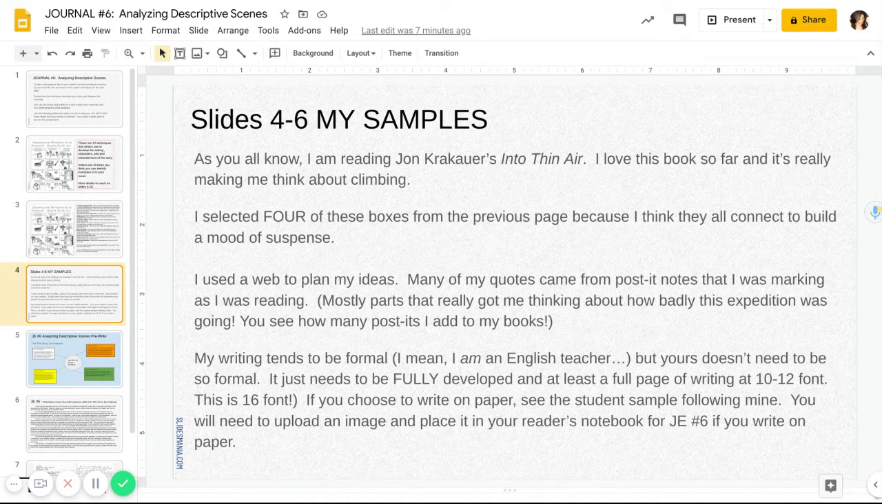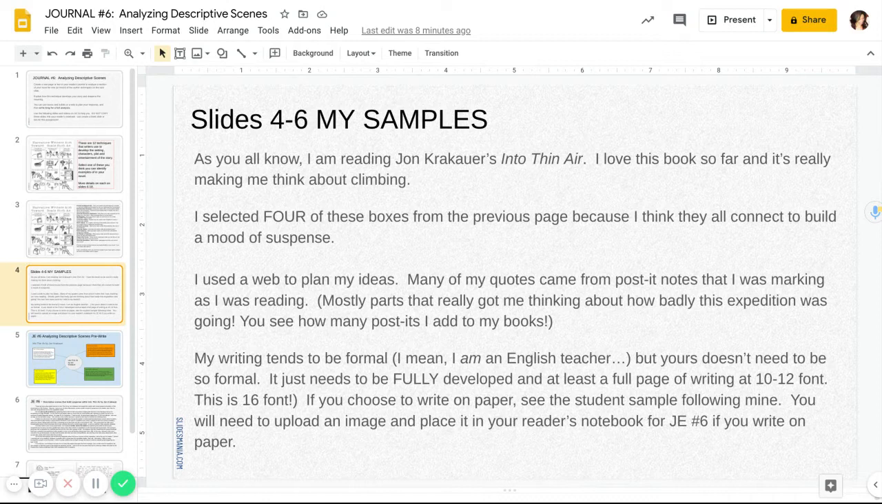My writing tends to be formal. I mean, I am an English teacher, but yours doesn't need to be so formal. It just needs to be fully developed and at least a full page of writing using a 10 to 12 font. The font that you see on this particular slide 4 is 16. This is too big, so there won't be enough words. And notice I filled this whole page with 16 font, and there's not that many words on this page. So you'll need to use 10 or 12 font.